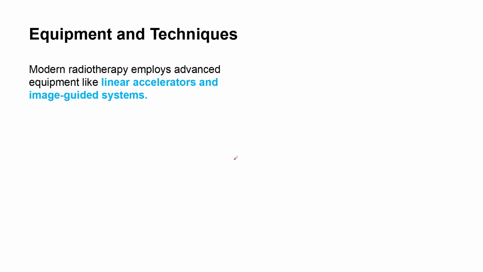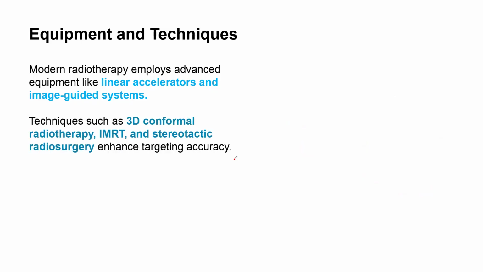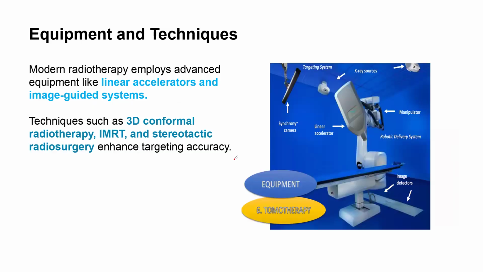So what are the equipment and techniques? Modern radiotherapy employs advanced equipment like linear accelerators and image-guided systems. So these are some of the modern radiotherapy techniques where you link your equipment with linear accelerators and image-guided systems for effective treatment. And techniques such as 3D conformal radiotherapy, IMRT, and stereotactic radiosurgery enhance the targeting accuracy of the disease.